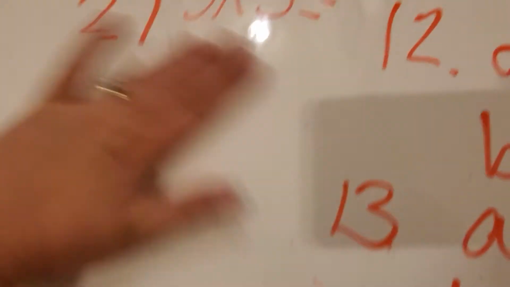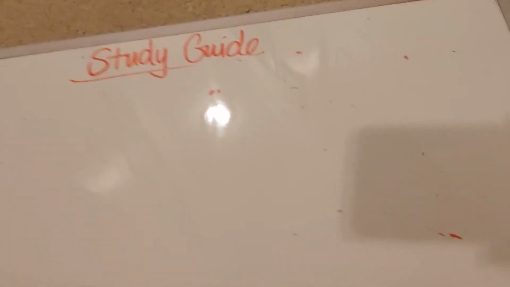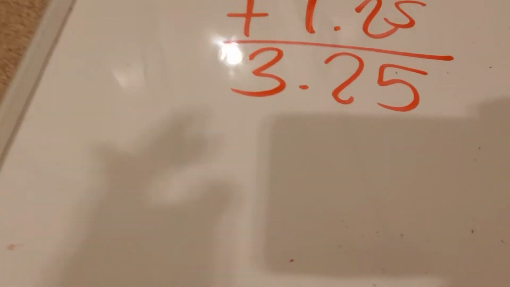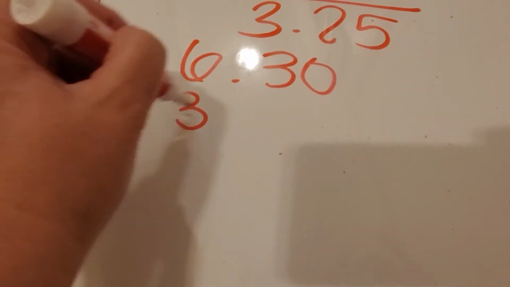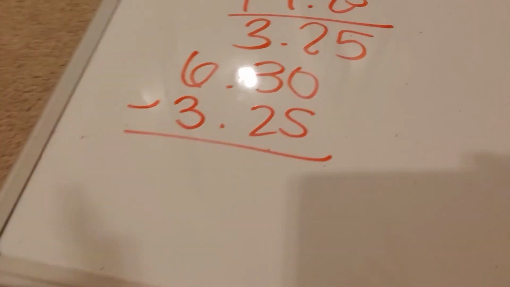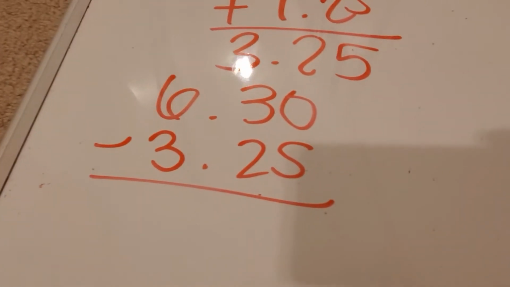Next is 14. On 14, you have to do the parentheses first. So set that up. You've got to do 1.25 plus 2. Don't forget to put 2.00 plus 1.25, okay? Add that up, and then you're going to say 6.3 minus that. So 6.30 minus 3.25, okay? Set it up just like that and you will get your answer correct.